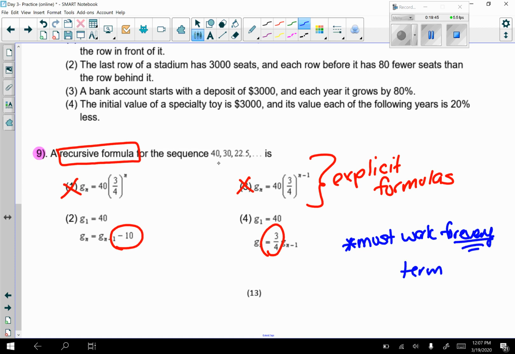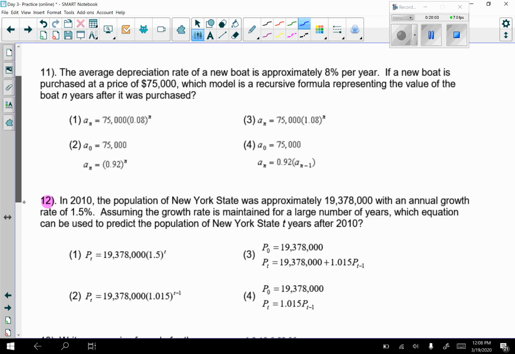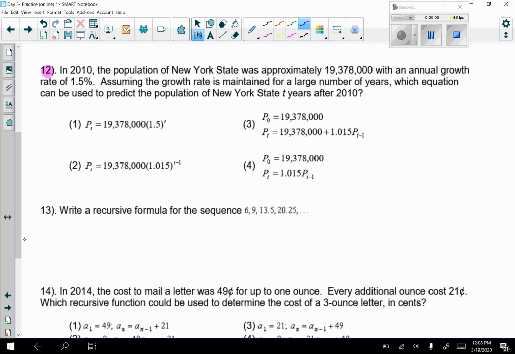Both sequences work for the first term to get from 40 to 30. You can either multiply by 3/4 or you can subtract 10. But only one of them works for the next term, and that is choice 4. We're going to skip 10 and 11. Let's take a look at 12.